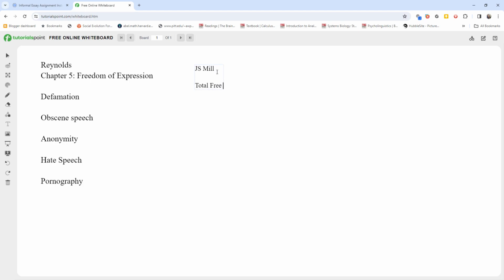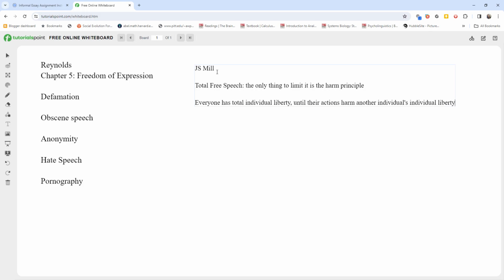Mill advocated for total free speech. The only thing that can limit it is the harm principle. Meaning that everyone has total liberty until their actions harm someone else's individual liberty, including speech. Speech is an action. This is put colloquially sometimes as my right to punch ends at the tip of your nose.